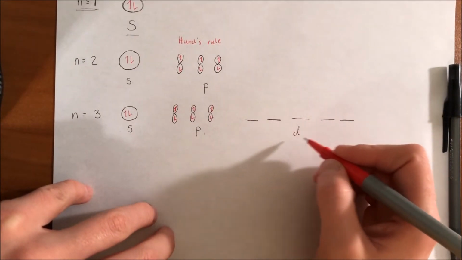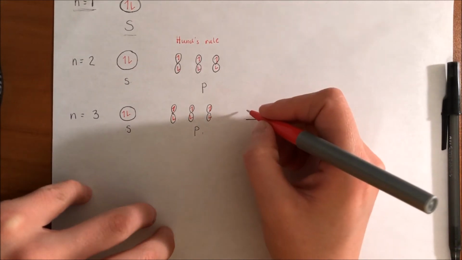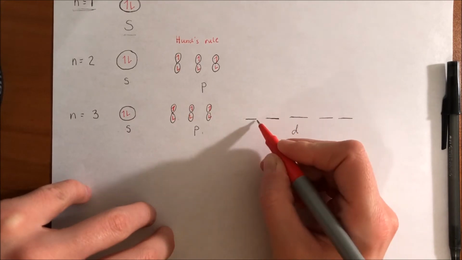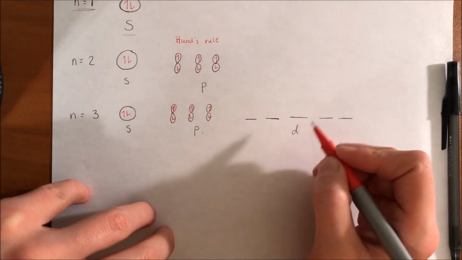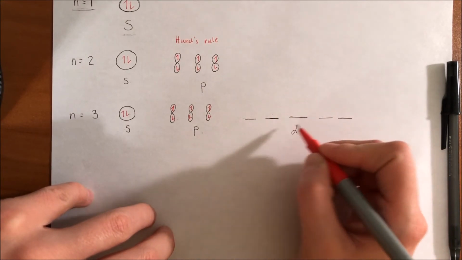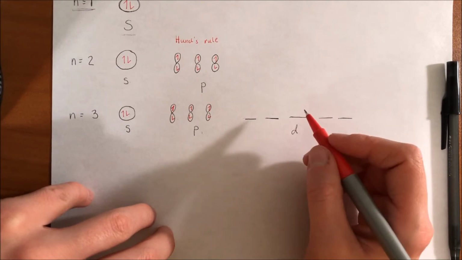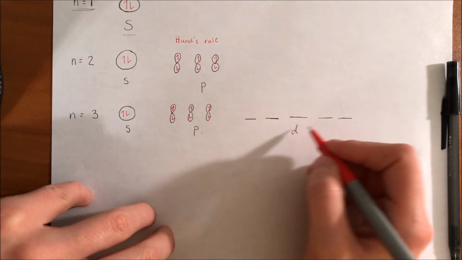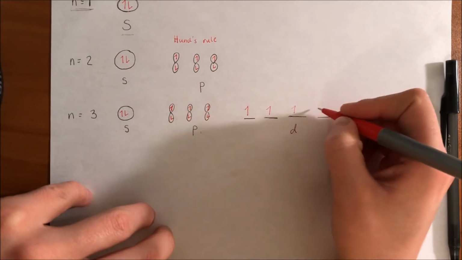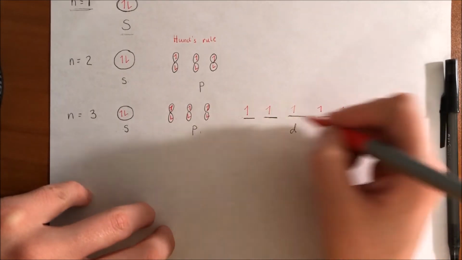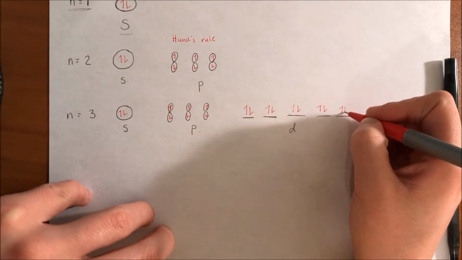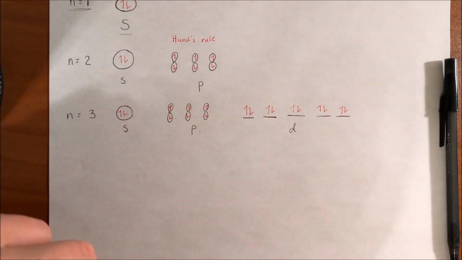So now let's do the same for the D orbitals. So the D subshell has 5 different orbitals, each of which can hold a total of 2 electrons. So when we take 5 orbitals multiplied by 2 electrons, that gives us a total of 10 electrons that can be within the D subshell. So let's add those in. 1, 2, 3, 4, 5, 6, 7, 8, 9, 10. Alright.